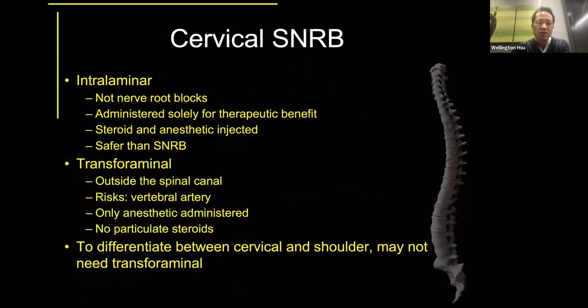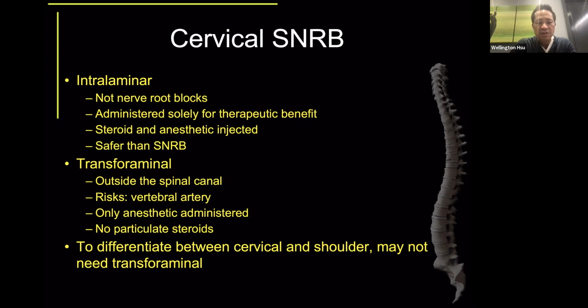So intralaminar injections we use are not nerve root blocks. They're really administered for therapeutic benefit. Although I believe that if you're confused whether or not the symptoms are coming from the cervical spine versus the carpal tunnel, say, an epidural can be equally as effective in the diagnostic category. It just won't determine whether or not the patient is feeling it from C5, C6, or C7.